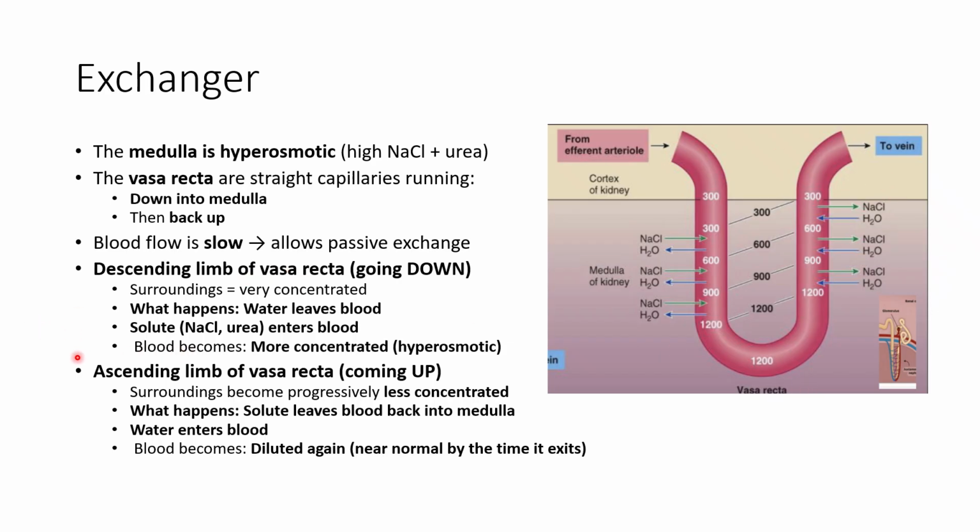So again, in the ascending limb, where the surroundings become progressively less concentrated, solute leaves the blood back into the medulla and water enters the blood. So again, the blood becomes diluted, so the concentration remains the same. However, if it had gone directly, it would have gone from 300 to 1200, and as it would have left, it would have left with all the solutes at an osmolarity of 1200.